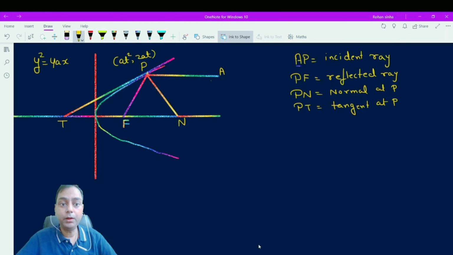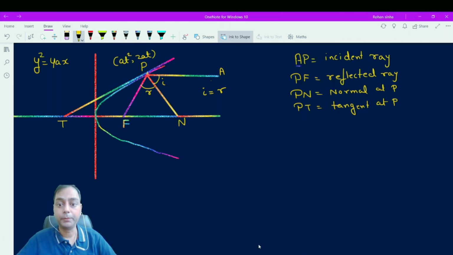Now PN is what? Normal, and this is tangent. So let us suppose if this is incident ray and this is reflected ray, so if this angle is equal to i and this angle is equal to r, so what can we say? We can say that i is equal to r. Angle of incidence is equal to angle of reflection. Now, our target is to find slope of normal.